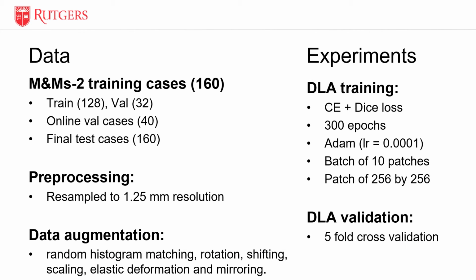For our experiment, we validated on the MICCAI 2021 M&Ms-2 challenge dataset. 160 training and validation images with ground truths were used to train a modified deep layer aggregation network using a combination of cross-entropy and Dice loss. 40 additional datasets without ground truth delineations were used for online validation. There was also an offline testing set of 160 data for the final ranking. For the pre-processing, we resampled the data to a resolution of 1.25 mm and implemented multiple strategies for data augmentation.